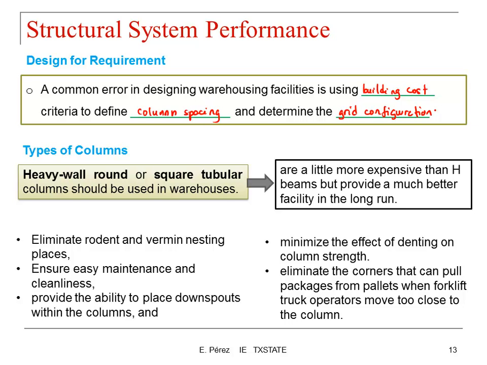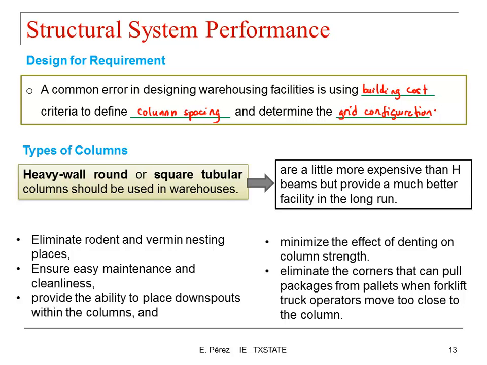There are different types of columns. Here I'm listing two of them: the heavy wall round or the square tubular columns. Those are the ones that you want to have in your warehouse. There are other types of columns, I don't know if you have seen them, that have an H shape. Those are not very good. These two types of columns are a little more expensive, but provide a much better facility in the long run.